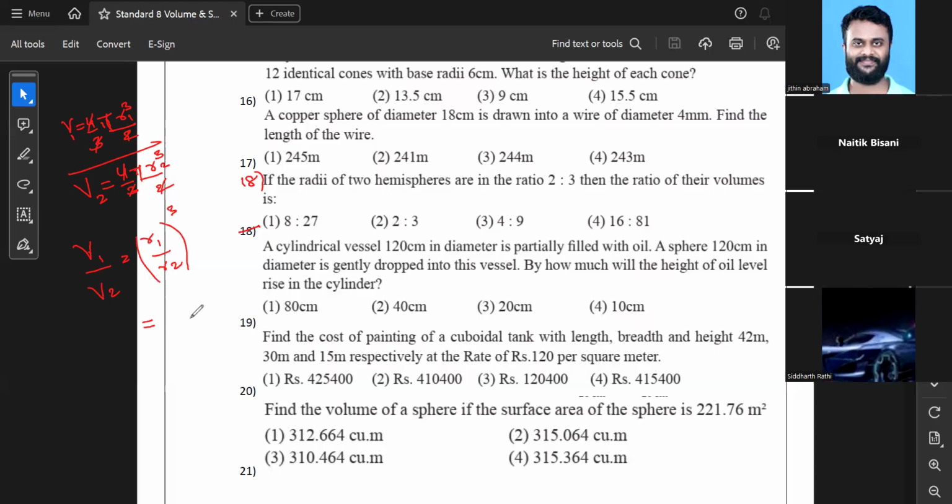Now, in this case, the radii ratio is given as 2 upon 3. So 2 cubed gives you 8, and 3 cubed gives you 27. And that is your ratio between the volumes: 8 upon 27. Option 1 is your correct answer.